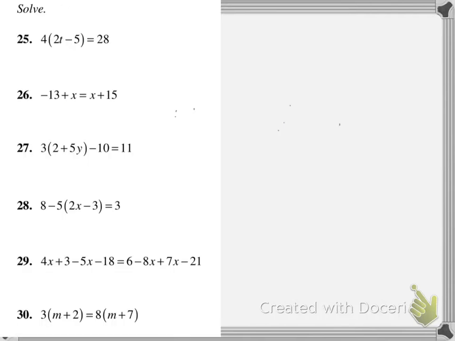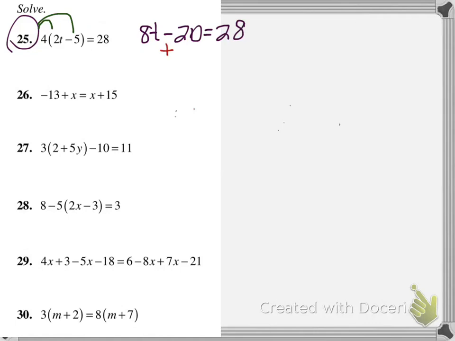Now let's look at a couple cases where we are actually doing some other simplifying. We've got some parentheses involved, but the parentheses just indicates distributive property. So let's look at the first one. So if I distribute the 4, then that's going to give me 8t minus 20 equals 28.